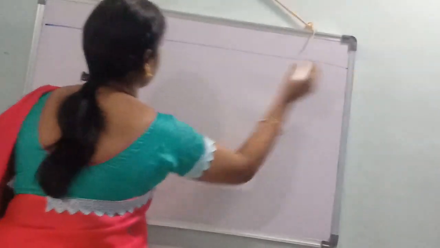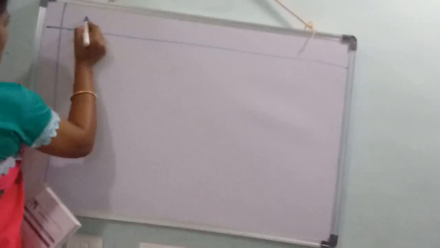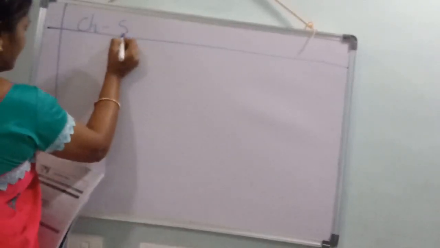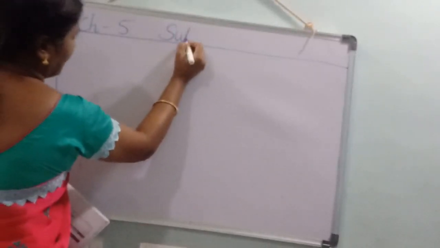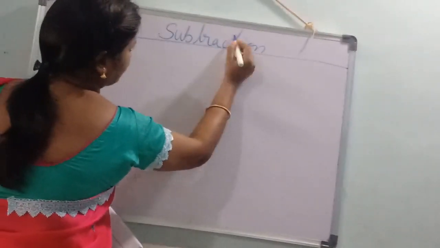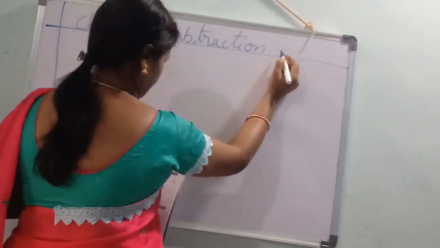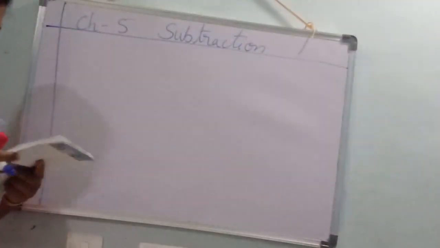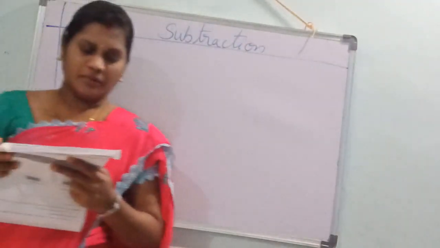Okay, children, coming to the point. Children, open your workbooks and homework bookmark. Revision. Chapter number 5, Subtraction. See? Recall. Multiple choice question.